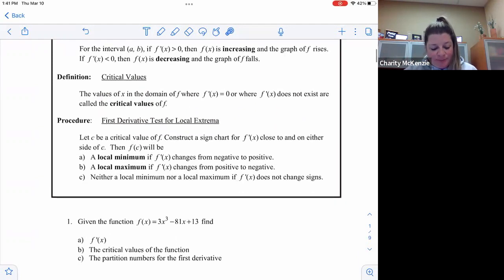So down here, we have the first derivative test for local extreme. This is just what we just said. For local minimum, local max, it's going to change from negative to positive, and then positive to negative.